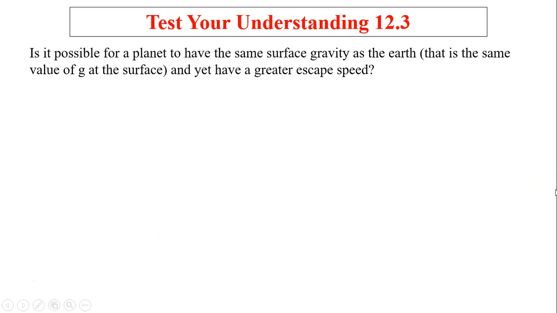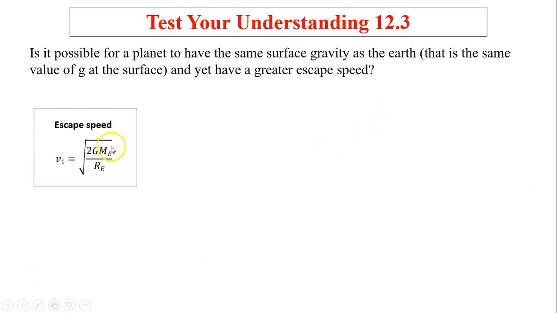Test your understanding. Is it possible for a planet to have the same surface gravity as Earth, that is, the same value of g at the surface, and yet have a greater escape speed? Now let's look at the escape speed expression, the square root of 2 G M_E over R_E. So what is the g?